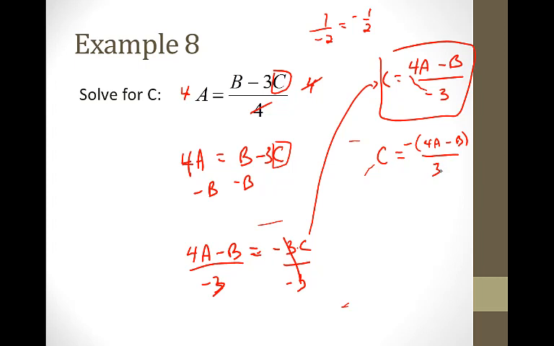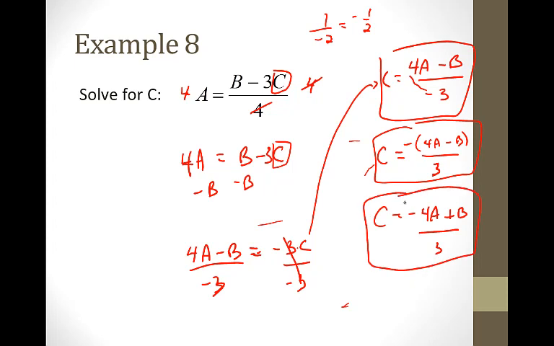Now, depending on what's going on, this is a perfectly fine answer. We may want to go and distribute that negative through, and that would give me negative 4a plus b over 3. That's a perfectly fine answer. We often don't like to see that first term being negative if it doesn't hurt me to switch it around. All of these are perfectly acceptable answers. Each sort of looks a little different and maybe more preferable. I'm okay with any one of them.